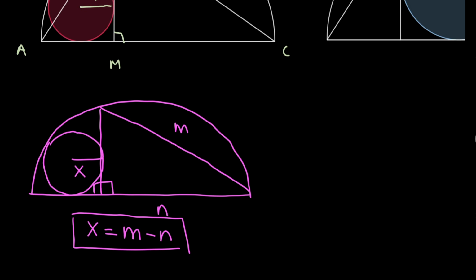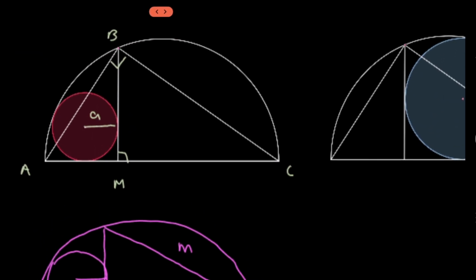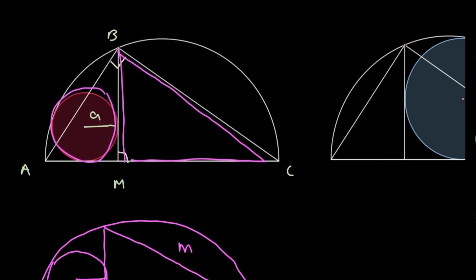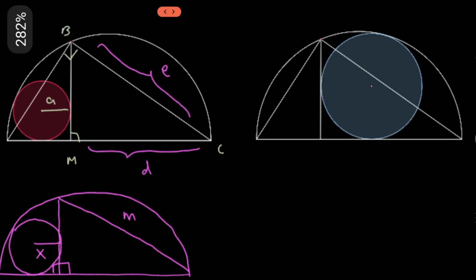Okay, so we will utilize the same thing over here because we can see the same arrangement is there. A perpendicular line, on one side we have the triangle and on the other side we have a circle, tangent to the semicircle, tangent to the diameter, tangent to the perpendicular. Hence we can use this theorem. So radius of this circle has already been taken as A. Now I will take the base of this triangle as a variable D and hypotenuse as a variable E. So as per the theorem that we just saw, the value of A would be equal to E minus D.